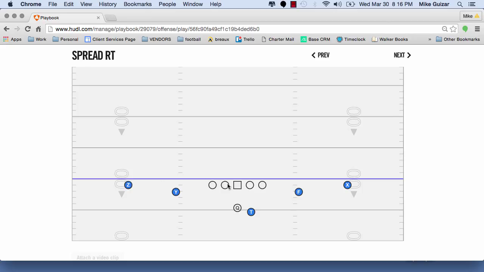Same rule applies for the T, for the tailback. He is on the right, no matter what, unless he hears flip. Spread right, switch, on the right. Spread left, switch, on the right. Spread right, flip, he flips to the left. And that is our spread formation.